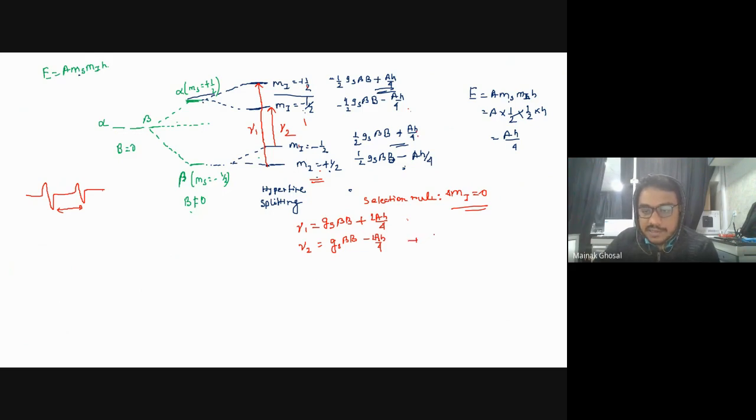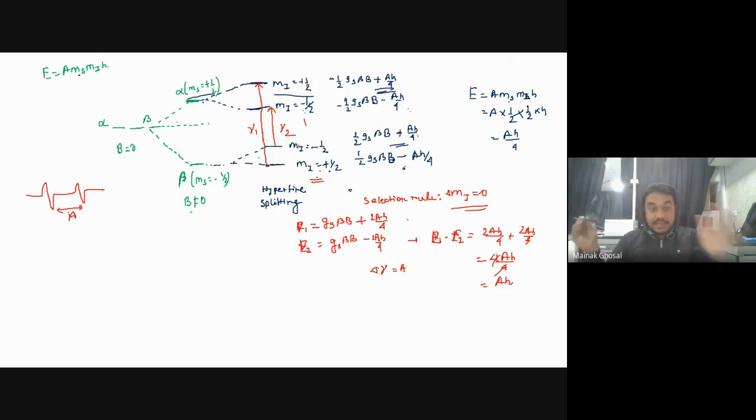So what should be the difference? Nu 1 minus nu 2. Just put these values, this gs beta b will cancel, so we get 2ah by 4 plus 2ah by 4, because there is a minus, so when you subtract it becomes plus. So 4ah by 4, which is h a. This is actually in terms of energy. If you convert this energy to h nu, h will cancel, and you can see that delta nu will be a. That means the separation between the peaks is the hyperfine splitting constant.